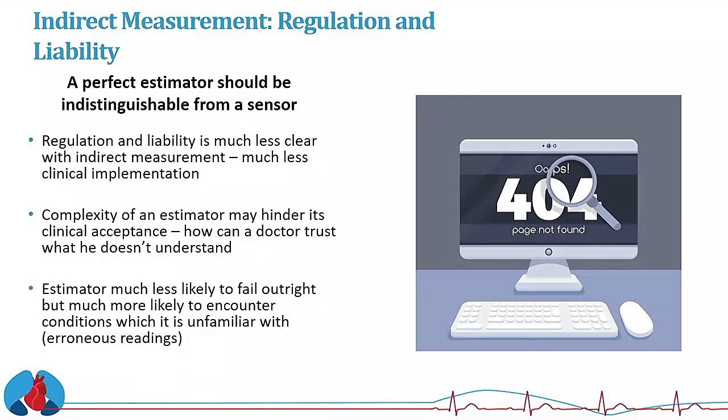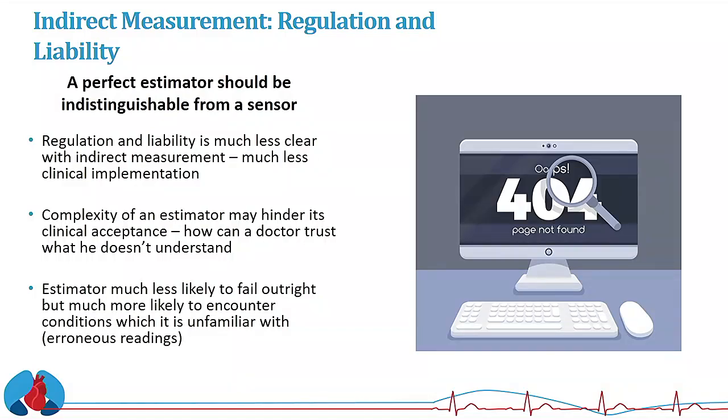So, regulation and liability. Ideally, a perfect estimator should be indistinguishable from a sensor. So you basically want it to be as good as a sensor in order to put it into people. I would anyway. Regulation and liability on indirect measurement is a lot less clear, and that's because there's not a lot of it in the medical industry. I think it's probably obvious why there's not a lot of it in the medical industry, and that's because of reliability.